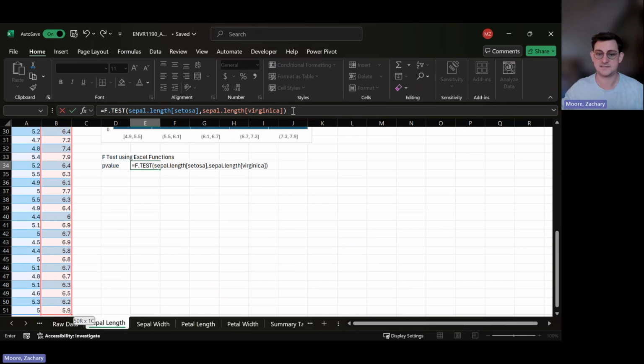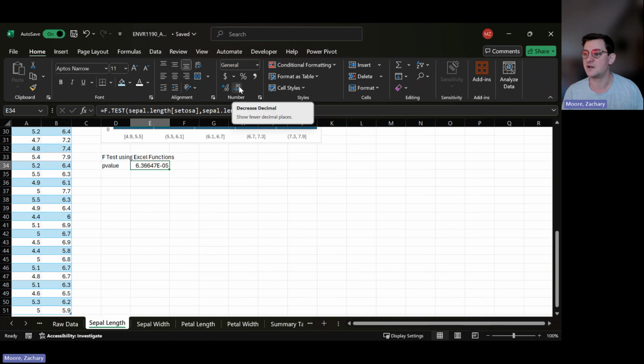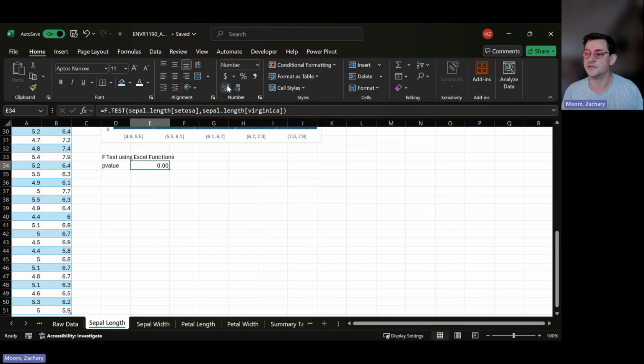Now, for the F-test, that's all we need. We click enter. So this is a very, very small value. It's saying it's 6.3 times 10 to the power of -5. You should know a little bit about scientific notation from your math classes, but what that means is essentially that we have a number here that is really, really small. So it's saying that it's 0.000064.